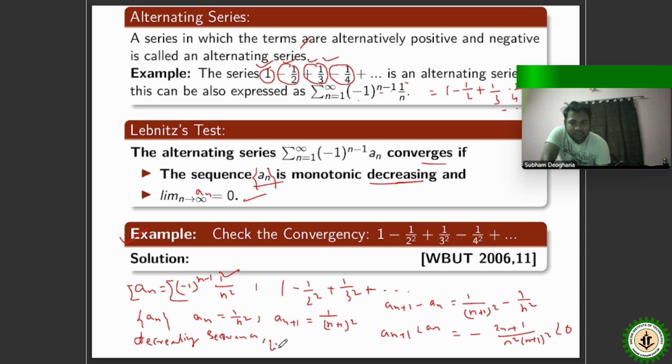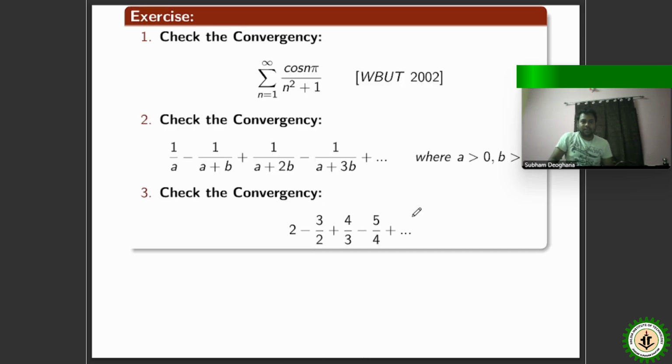Again, the limit as n tends to infinity of 1 by n squared is 0. So by the Leibniz test, this is a convergent series. By the Leibniz test, it is a convergent series. So these are the basic exercises.